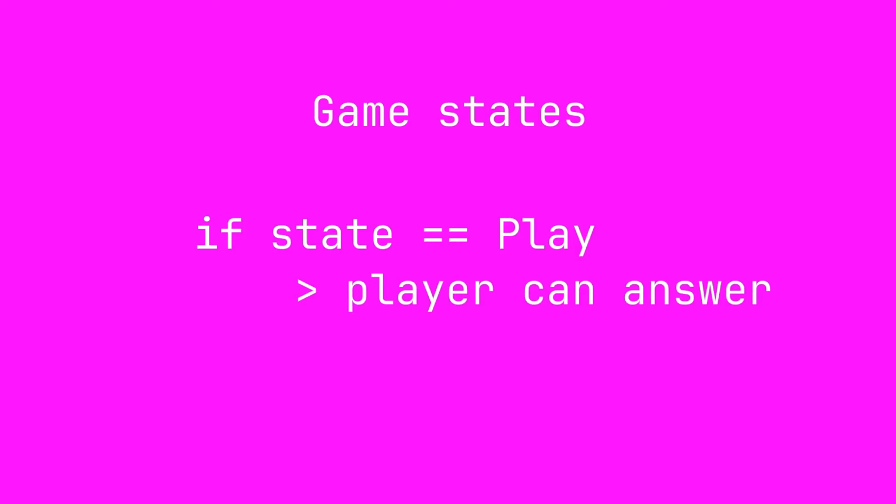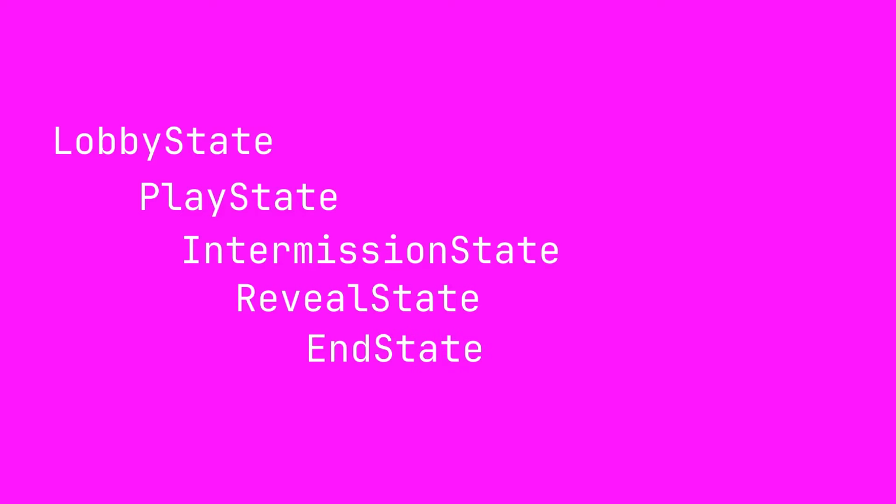We're also going to need some states, which will say which part of the game is currently running. Are we in the lobby phase, or are we maybe revealing the answer right now? This state will determine what the player or host is going to see on their screen and what their allowed actions are. So we're going to have the following states: lobby state, play state, intermission state, reveal state, and end state.